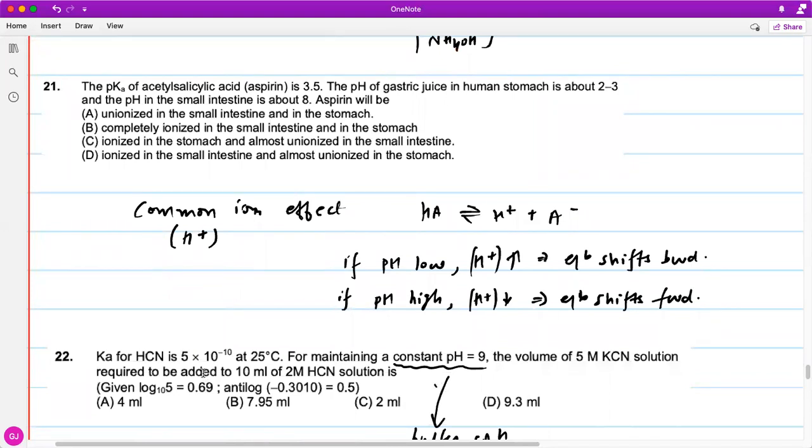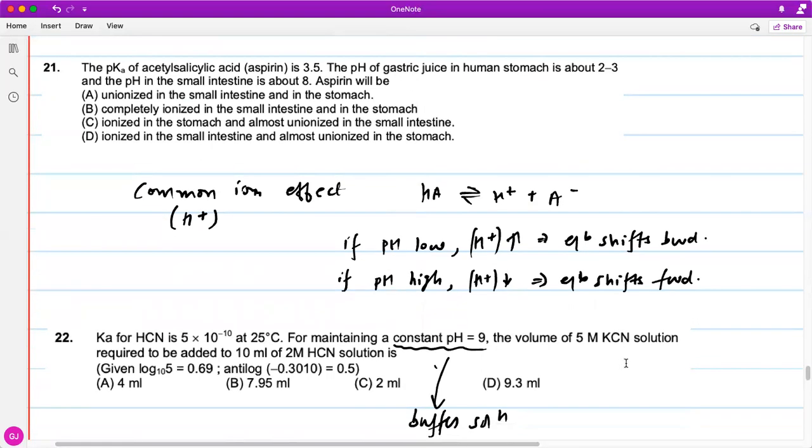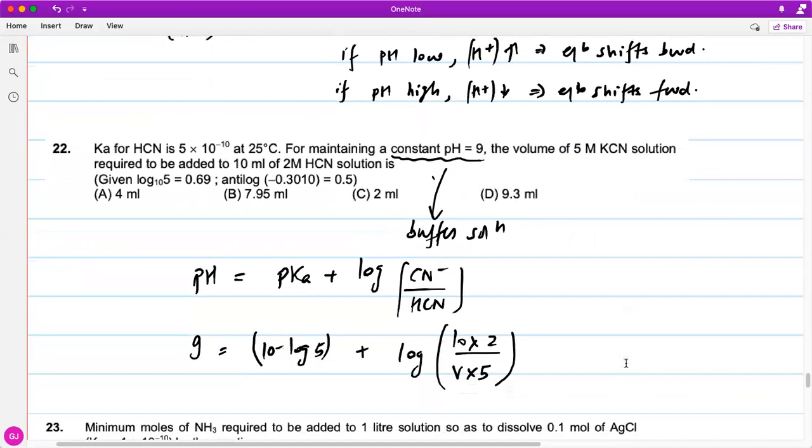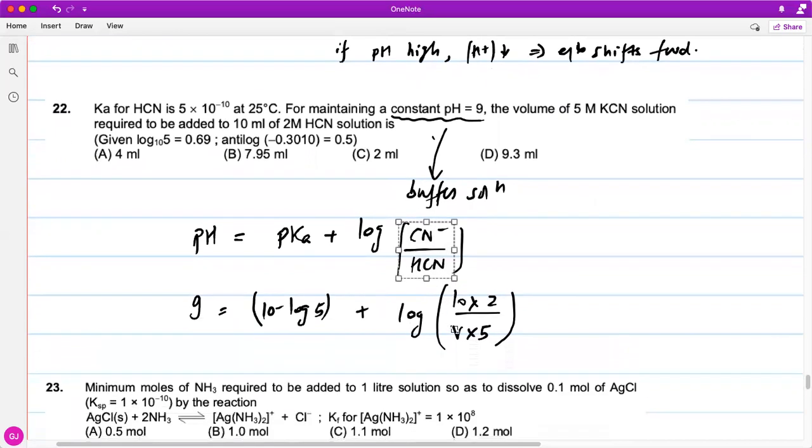The 22nd question is also a straightforward question. Maintaining pH is all about buffer solutions. So here you have been given clear information about the weak acid HCN and its conjugate weak base CN minus. So you have to just apply the formula and get the value of the volume of the solution that is required. You can of course write concentration by concentration, or you can simply write moles upon moles, because eventually the volume of the solution is going to be the same for both the scenarios.